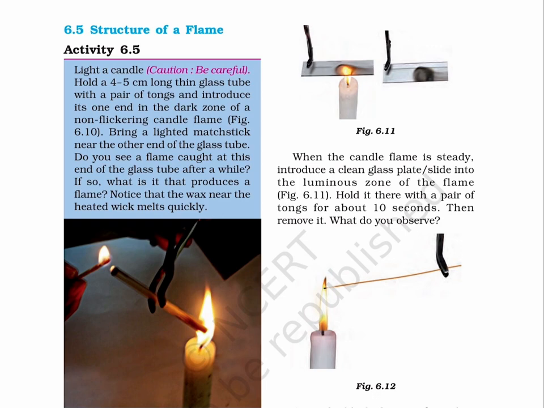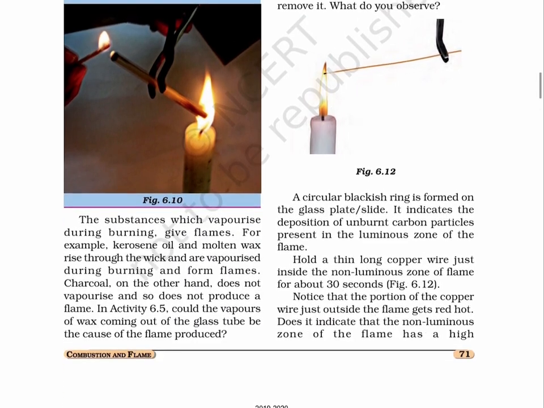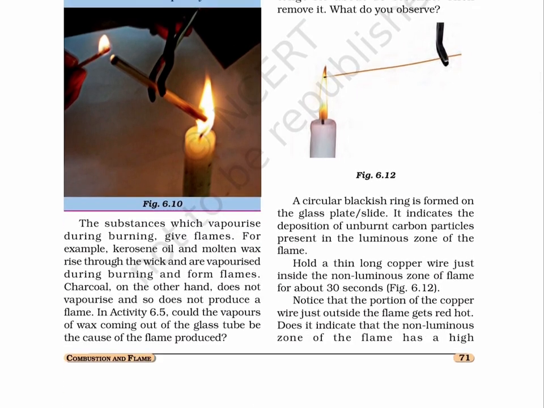Hold it there with a pair of tongs for about 10 seconds. Then remove it. What do you observe? Figure 6.12. A circular blackish ring is formed on the glass plate or slide. It indicates the deposition of unburnt carbon particles present in the luminous zone of the flame.